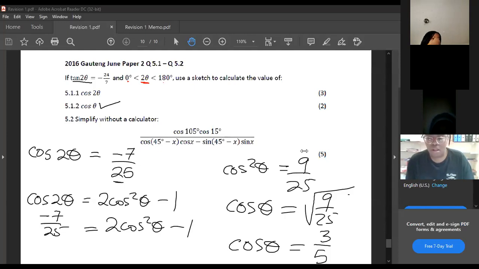Okay, I have people asking here about sine 2 theta. If it's sine 2 theta, you do the same. You pull it from the diagram. You don't consider 2 theta as a double angle. You pull it from the diagram as well.